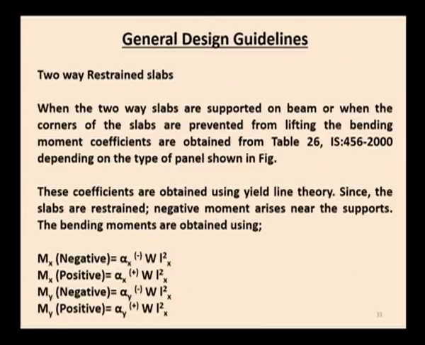Next one, the two way restrained slab. A two way restrained slab is different from a two way simply supported slab. In a two way simply supported slab, the four corners are not prevented from lifting. But in the case of a restrained slab, the restraint is assumed over the support, so the four corners are prevented from lifting. So, here how to design this and how to find the moments for this restrained slab.